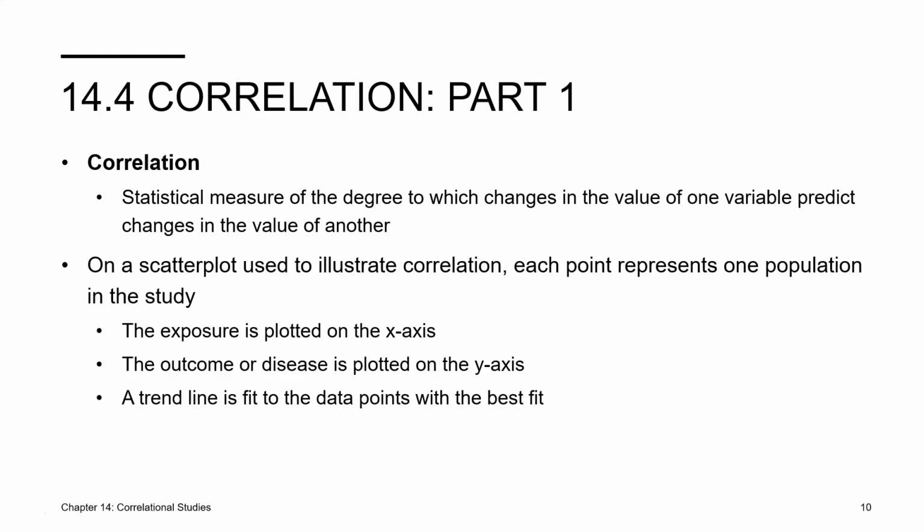Section 14.4 goes over some concepts related to correlation. A correlation is a statistical measure of the degree to which changes in the value of one variable predict changes in another value. So if you look at them on a scatter plot, each point represents one population in a study. The exposure is plotted on the x-axis, the outcome on the y-axis, and a trend line is fit to the data points to examine the best fit.